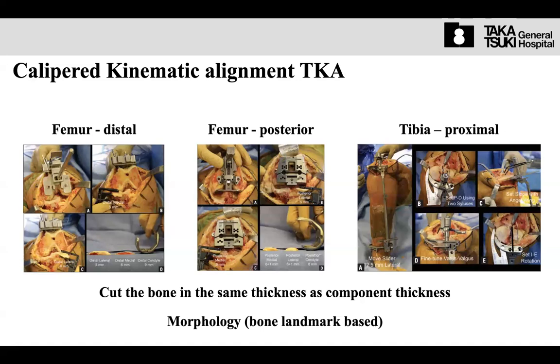If the patient has medial side cartilage wear, the amount of cartilage is estimated as around 2 millimeter of cartilage thickness. So in such a patient, with this kind of paddle, the medial side is 2 millimeter thicker than the lateral side. That 2 millimeter difference is equivalent to the cartilage thickness. So put on the paddle and then cut.